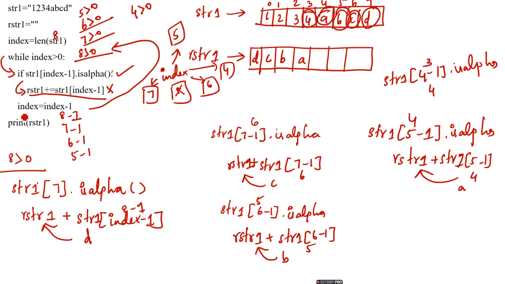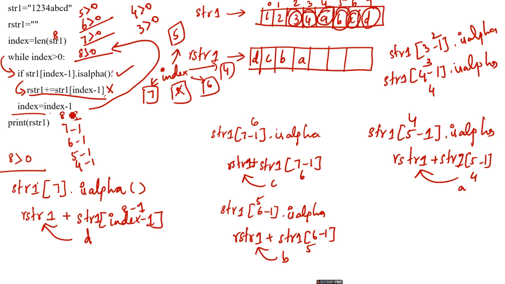So outside the if condition, index equal to index minus 1 is there. We have to execute this. So now the index value is 4. 4 minus 1, that is 3. Again, we will go back to the loop and we will check the condition 3 is greater than 0. The condition is true. Then again, we will check str1 of 3 minus 1 dot isalpha. So str1 of 2, the value is 3. 3 is not an alphabet. So we will not execute this statement. We will come here, outside the if condition. Index equal to index minus 1.